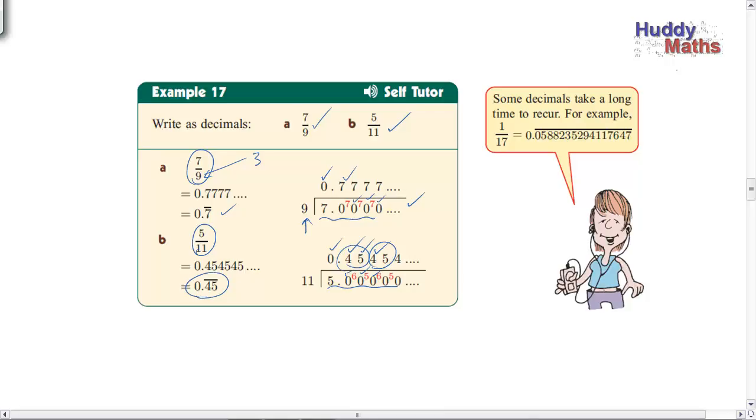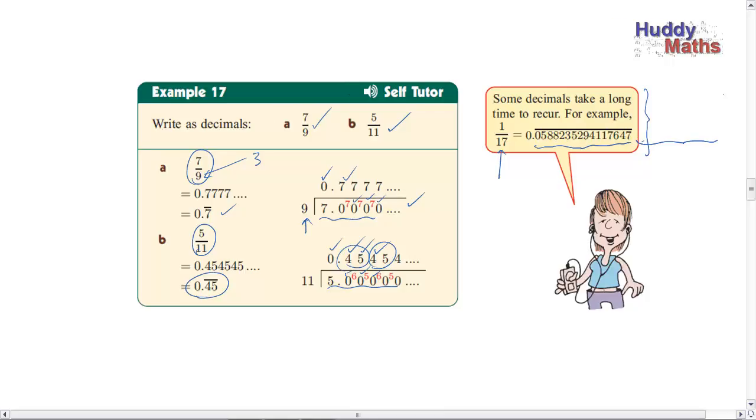Okay, now here's an interesting one. 1 on 17 has a prime factor other than 2 or 5, hasn't it? 17 itself is a prime factor. So 17 is prime. So here, if you did that division, all of these digits repeat before they do it again. So it can be a whole range of digits there before they recur.